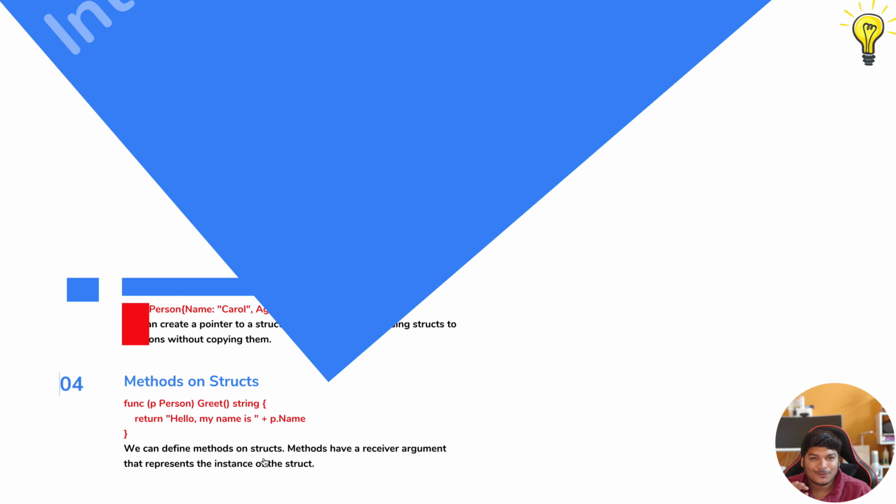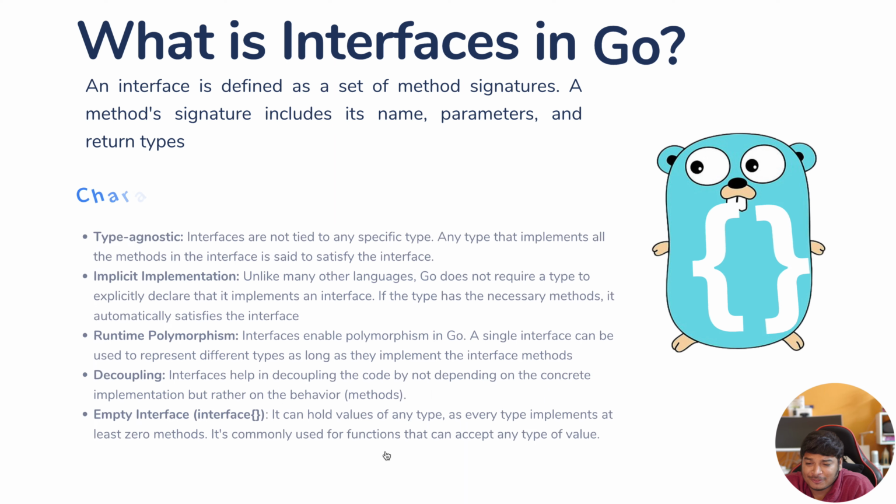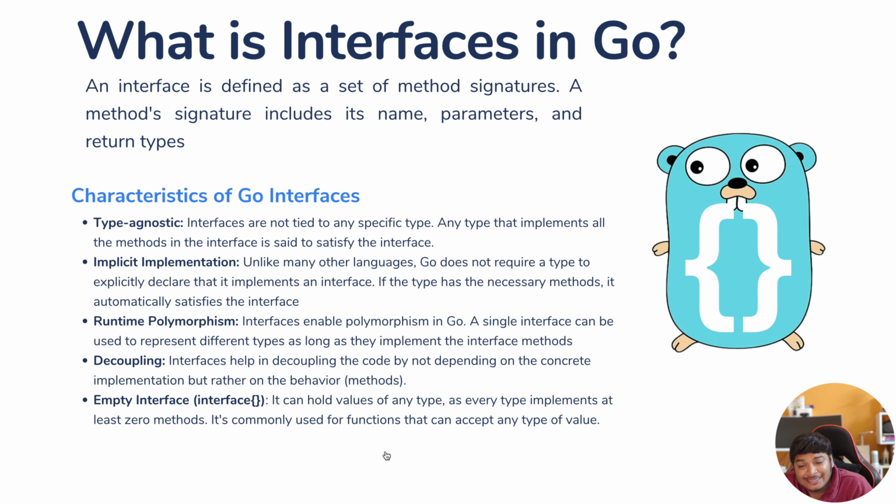Now let's go deep dive into interfaces. Now what exactly is an interface in Go? An interface is defined as a set of method signatures. A method signature includes its name, its parameters and return types.